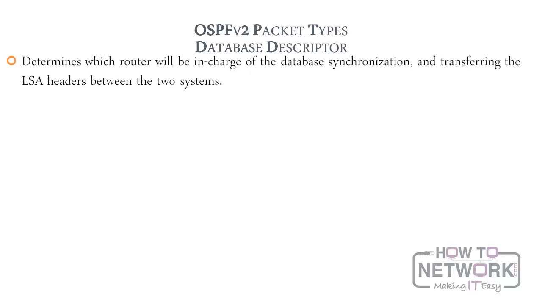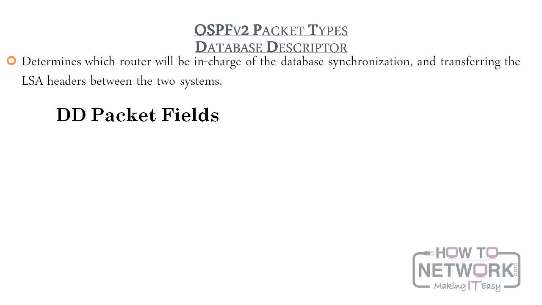Next, we have Type 2, the database descriptor. This will determine which router will be in charge of the database synchronization and actually transferring the LSA headers between the two systems. The router with the highest RID will become the master and will be responsible for the database synchronization, and the other router will be the slave. It is not mandatory that this router be the designated router. Sequence number will be maintained by the master.